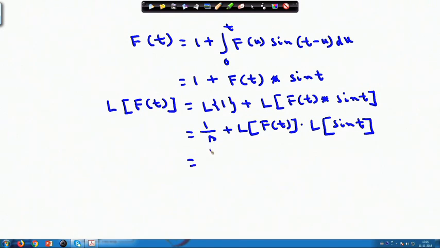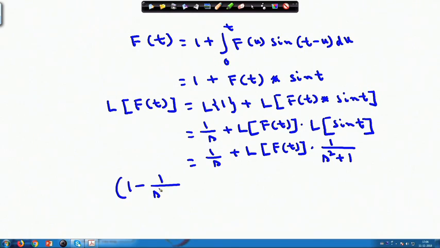So, this equals 1 by s plus the Laplace transform of f(t) times the Laplace transform of sin t, which is 1 by s square plus 1. So, this Laplace transform of f(t) into 1 by s square plus 1, I can take on the left hand side of the equation, and I can take the Laplace transform of f(t) as common. Then I will obtain 1 minus 1 by s square plus 1, into the Laplace transform of f(t), equals 1 by s. So, now I can write the Laplace transform of f(t) in terms of s only.